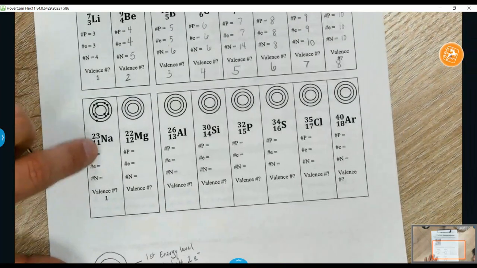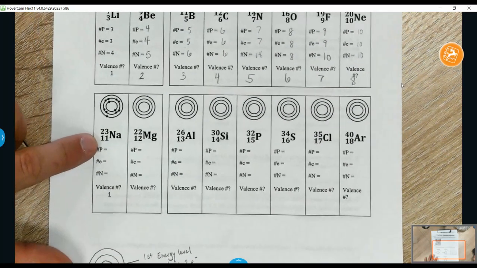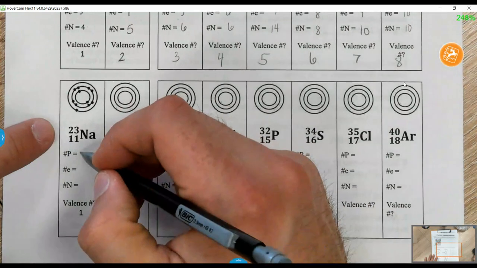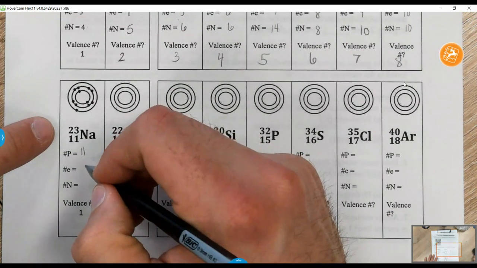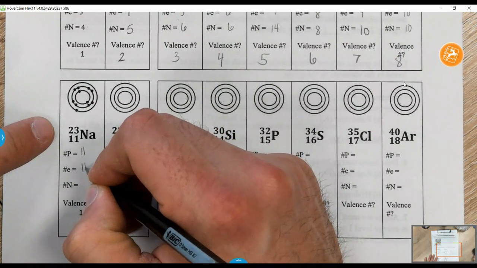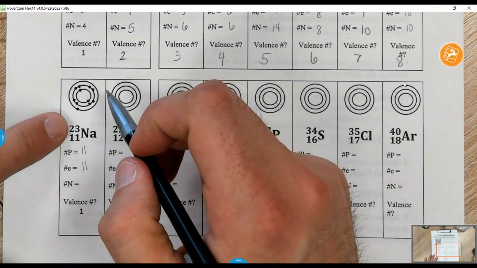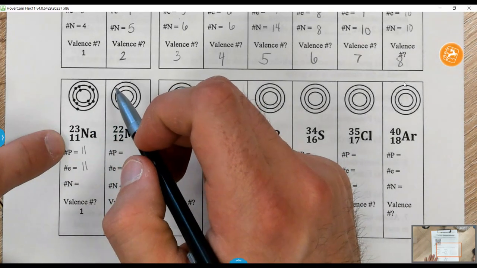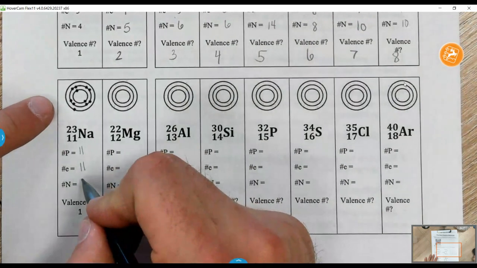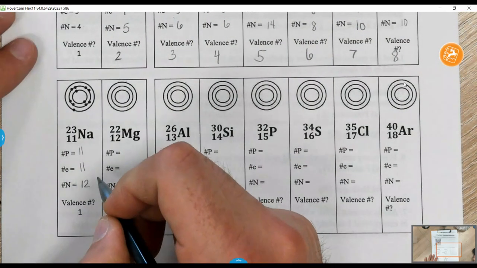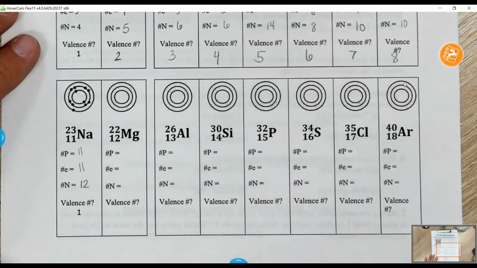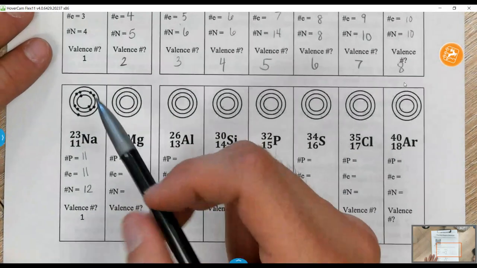Sodium. How many protons should I have? 11. Okay. Neutral atom means how many electrons? That. And mass number minus atomic number. 23 minus 11? 12. So now I have to fill, or it's already kind of filled in for us.